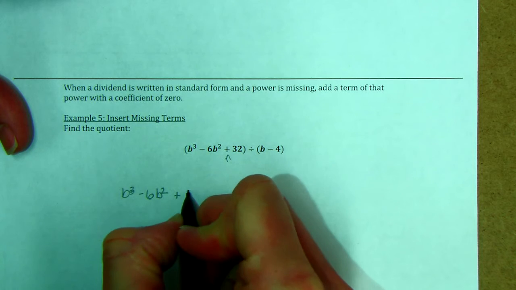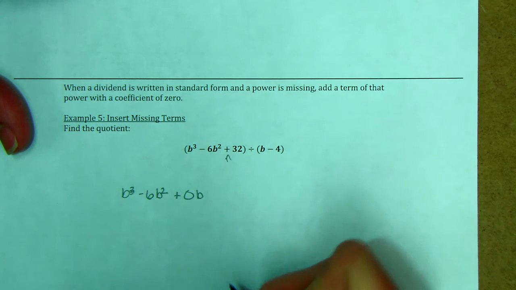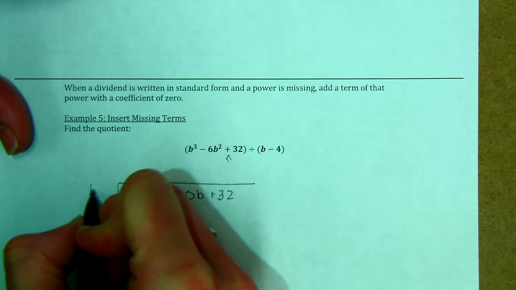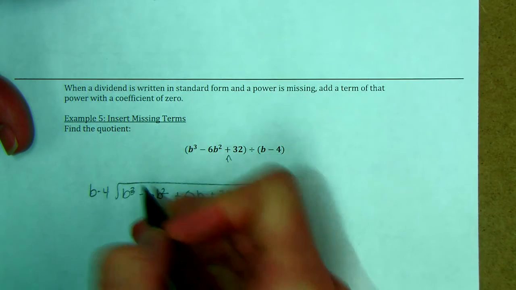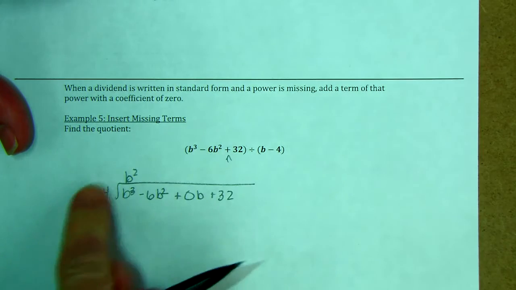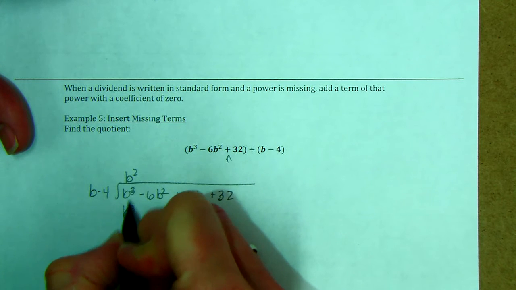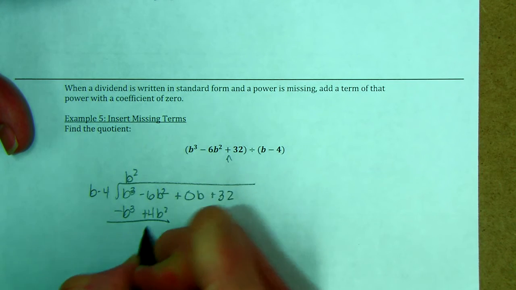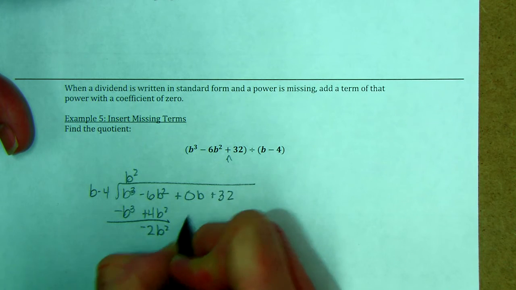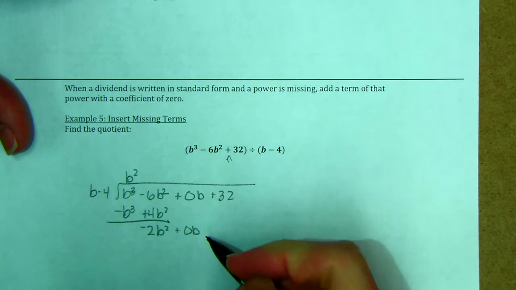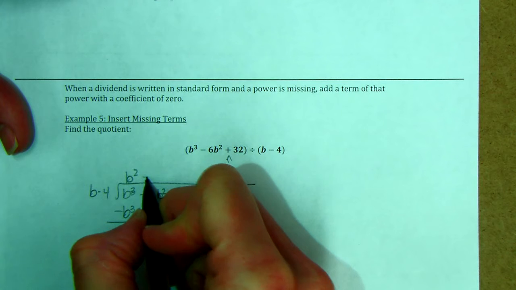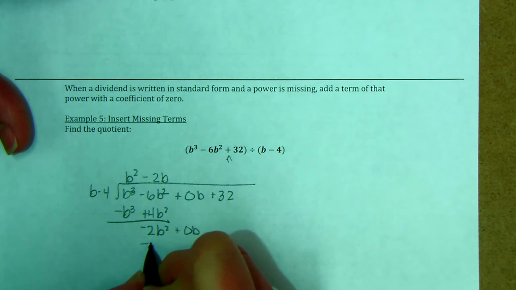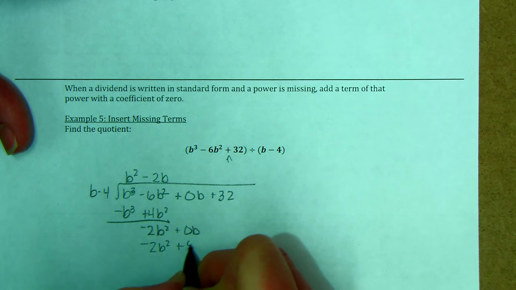And I'm dividing by b minus 4. So I get b squared, which would be b cubed minus 4b squared. Change the signs. So we get negative 2b squared plus 0b. And then we have to take it times negative 2b. So negative 2b squared plus 8b. Change the signs.